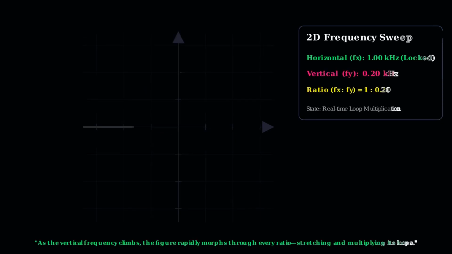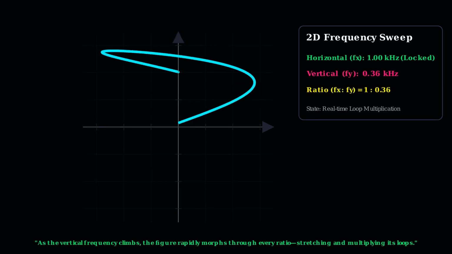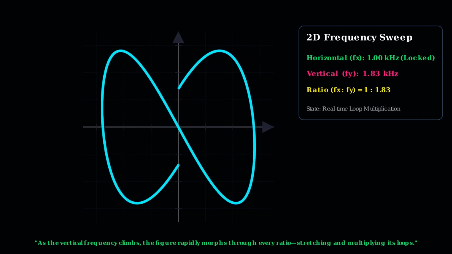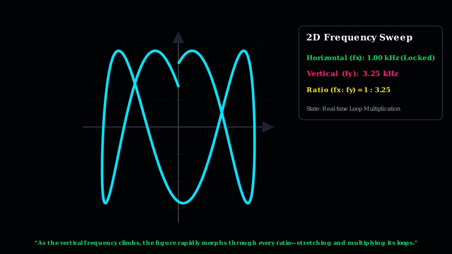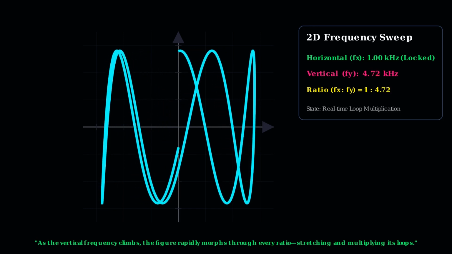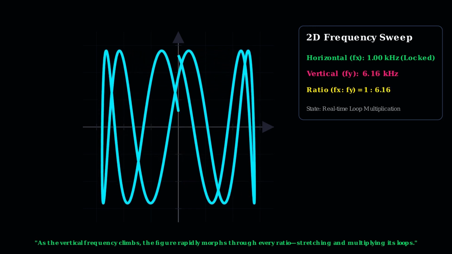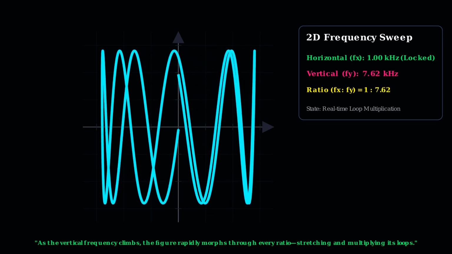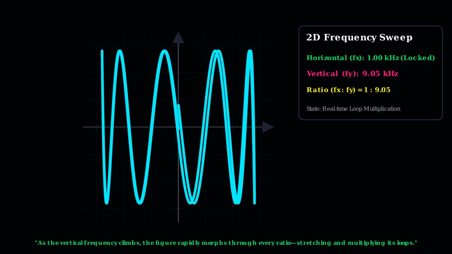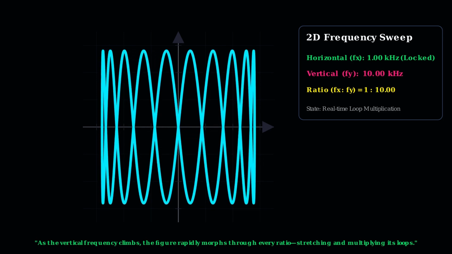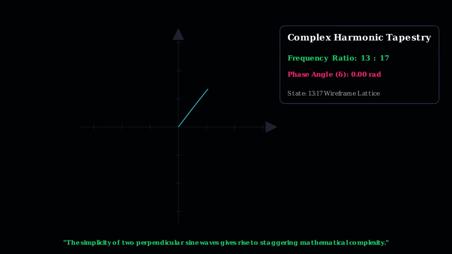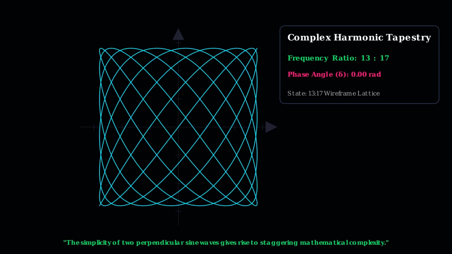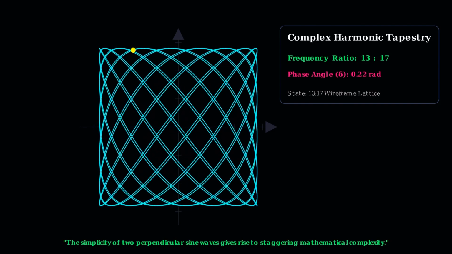Now, watch what happens if we lock the horizontal wave at a fixed 1 kHz and sweep the vertical wave all the way from 0 up to 10 kHz. As the vertical frequency climbs, the figure rapidly morphs through every ratio, stretching, twisting, and multiplying its loops in real time. As we push the parameters further, the simplicity of 2 perpendicular sine waves gives rise to staggering mathematical complexity.